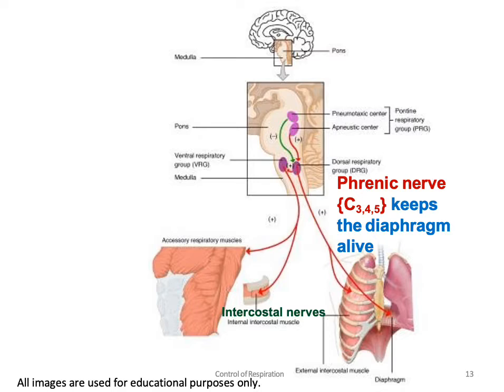So as you can see here, this is the relation between the pons, the pneumotaxic center and apneustic center, with the DRG, and also the effectors, which are the intercostal muscles, accessory respiratory muscles and diaphragm. So this is the relationship between the pons, the DRG, and also the effectors.